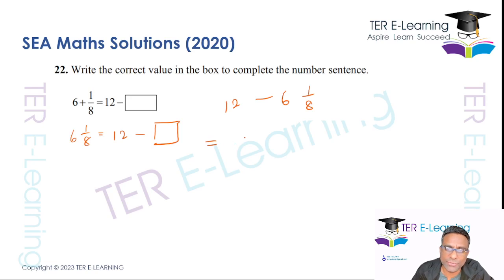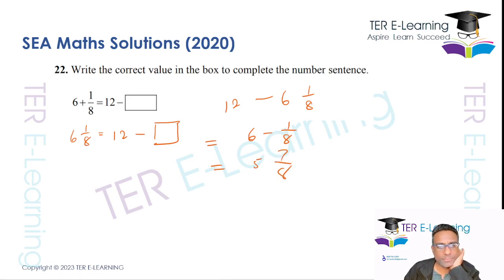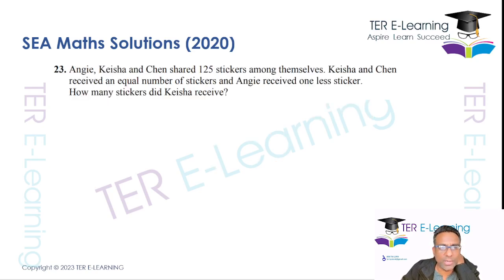So what I could do: 12 take away 6 will give me 6. But then you still have to take away 1/8 from that. So you still have to remove 1/8 from this. So 6 minus 1/8 will give me 5 and 7/8. Okay, so that's the answer for 22.